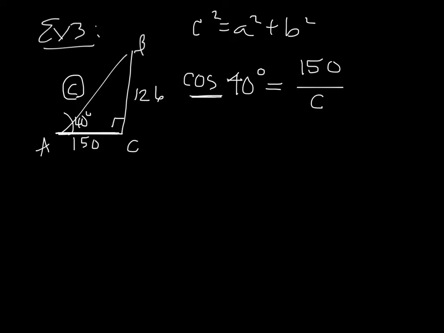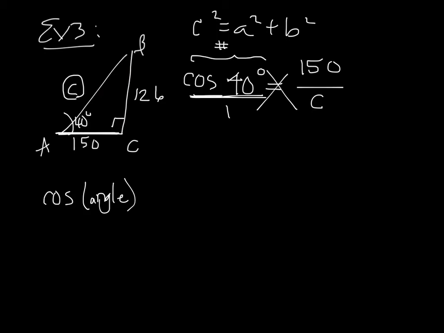So then this is again just solving for C. The cosine of 40 is an actual number, okay? So make sure that goes together. Don't just write cosine. If you write cosine of nothing, it doesn't mean anything. You have to write an angle in here, which is usually represented in degrees in this book. So if we cross multiply, we have cosine of 40 degrees times C equals 1 times 150.